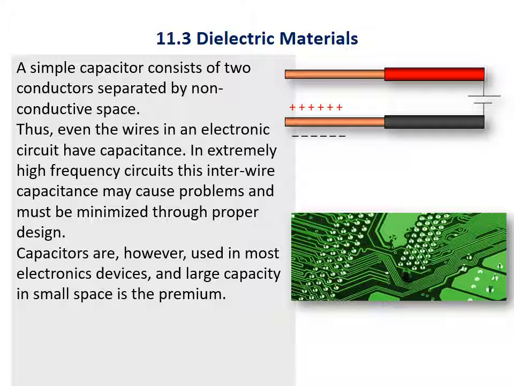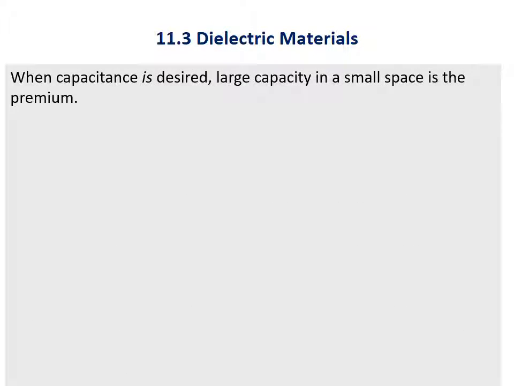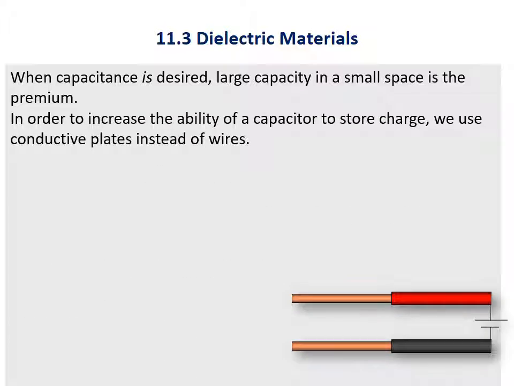Capacitors are used in most electronic devices, and large capacity within a small space is a very expensive aspect of designing circuits. Capacitors are used as filters, coupling devices, voltage smoothing devices like with our full wave rectification, and in timing. When we want to have capacitance, having a high capacitance value within a small space is very important.